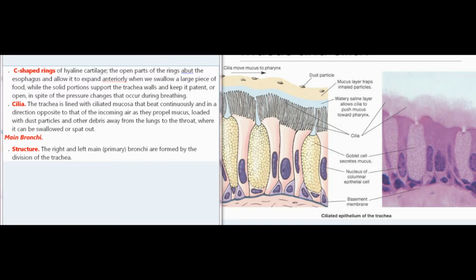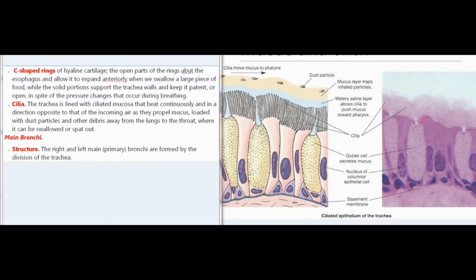Cilia. The trachea is lined with ciliated mucosa that beat continuously and in a direction opposite to that of the incoming air as they propel mucus, loaded with dust particles and other debris, away from the lungs to the throat, where it can be swallowed or spat out. Main bronchi. Structure.